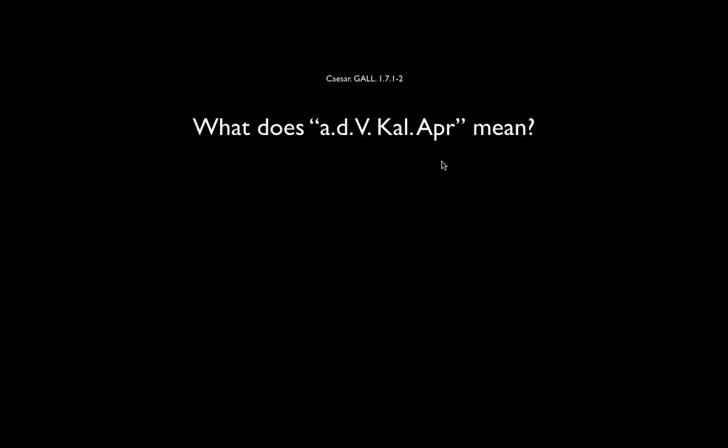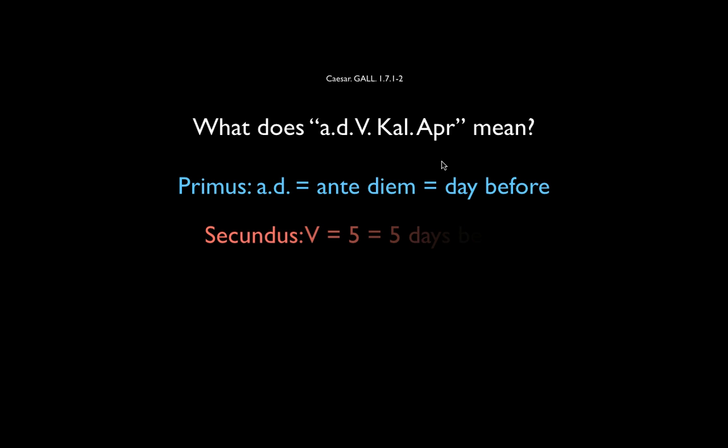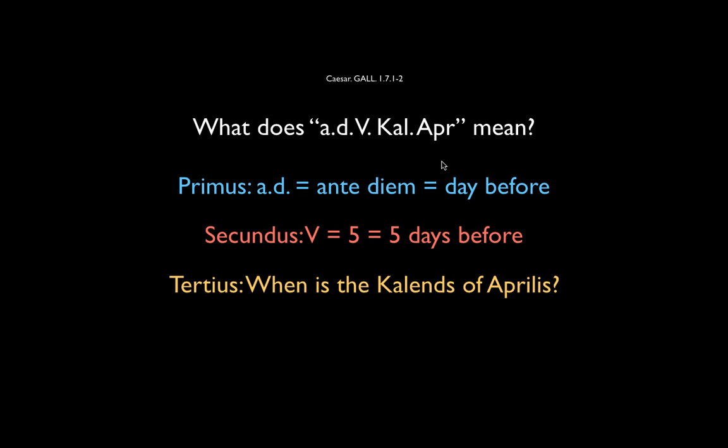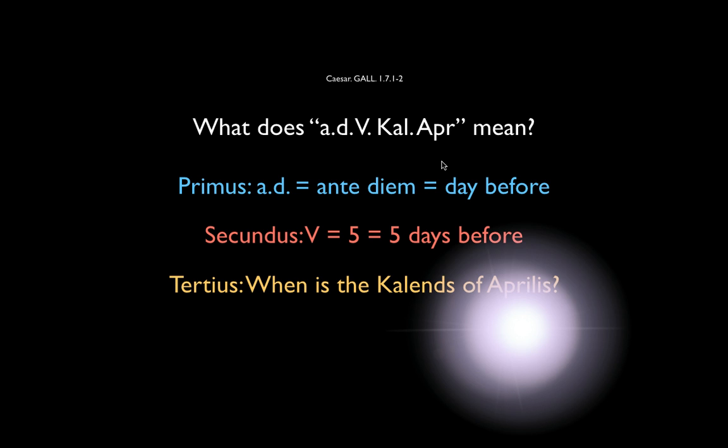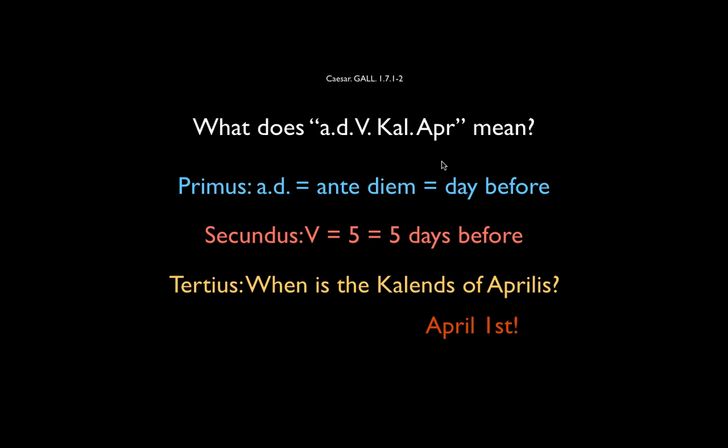Now, an authentic date from Caesar's work would be AD V Kal April, or Aprilis. So, first things first, AD stands for Ante Diem, day or days before. How many days before? Roman numeral, 5 days before. And you need to find out when the Calends of April is. And you know, April 1st. Okay, which has to do with the moon. Wait, what? Okay, something we'll talk about later in class.